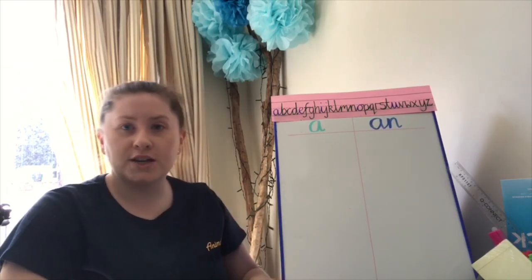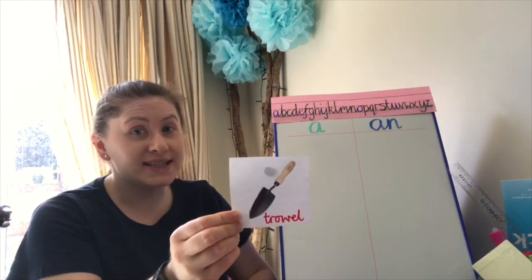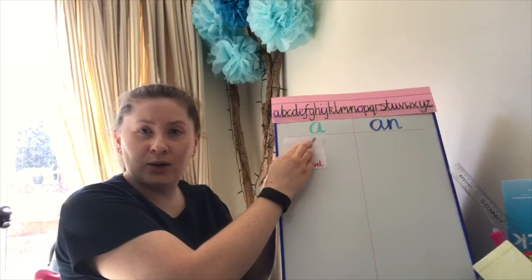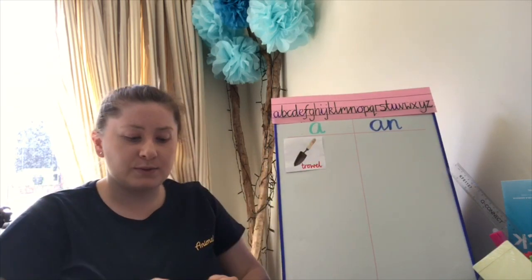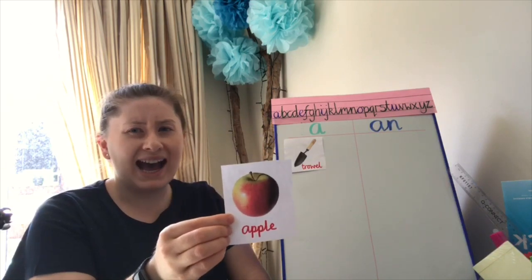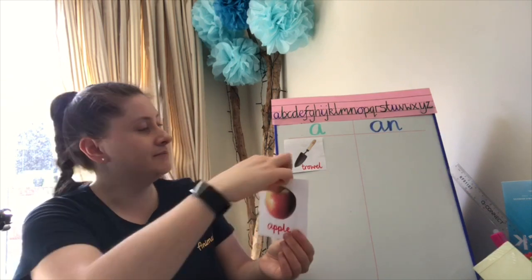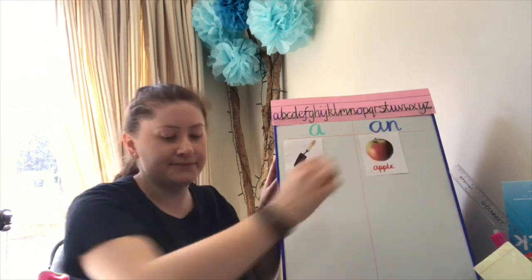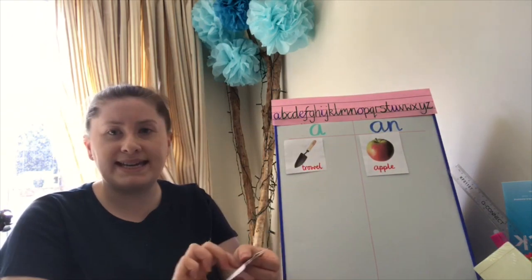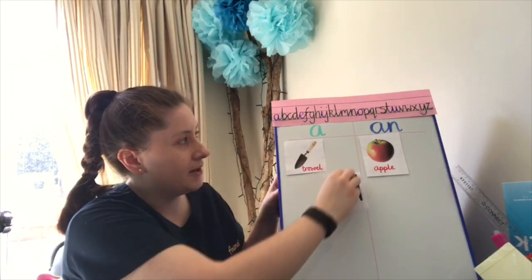So we're going to go for our first one. Our first one is trowel. Now we know it goes with a trowel. Well done. Let's pick our next one. We'll go for this one. Apple. Is it a apple or an apple? That's right, it's an apple. We'll put that over here. Let's go for this one, our buzzy bees. Bee. Should it have a or an? That's right, it's a bee. Let's put that over here.